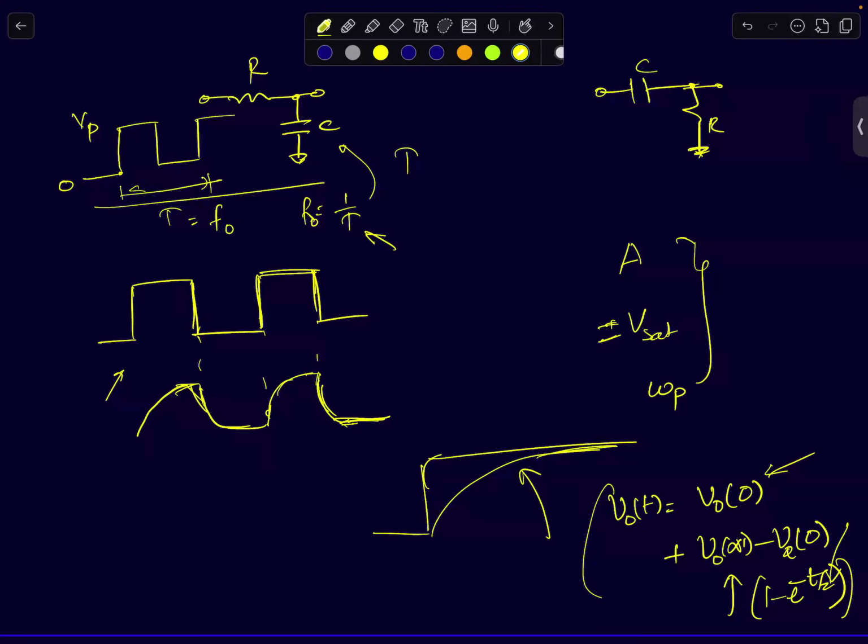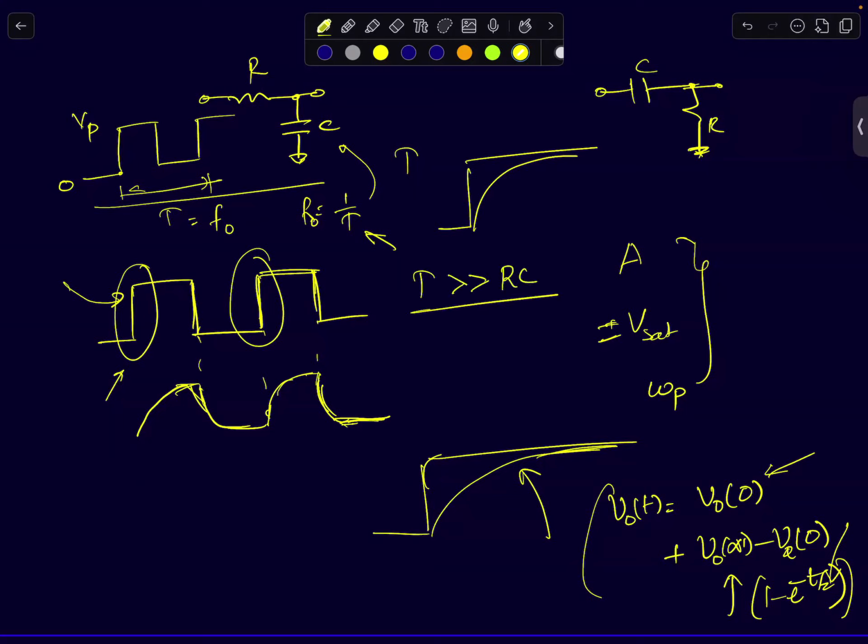So we know if I feed a step input, it's going to have a first order rise. If you look at a pulse signal, locally it can look like a step input near these rising edges. If I make this assumption, the time period is much, much greater than the time constant.